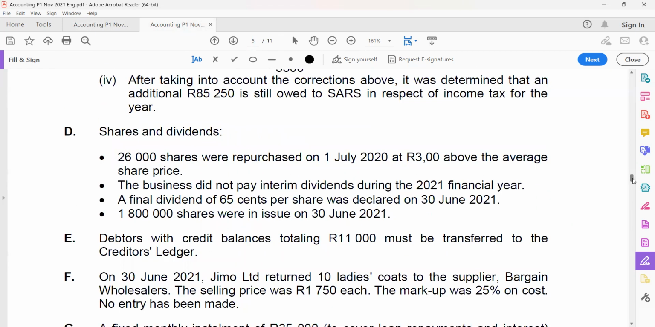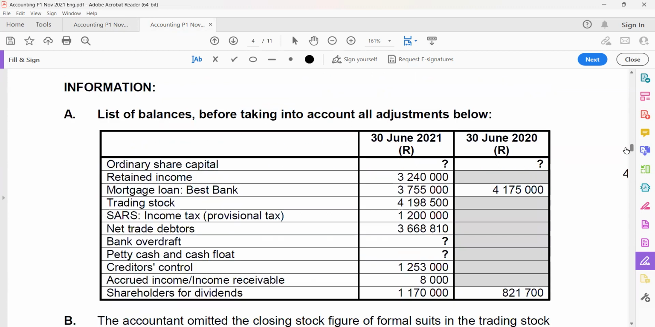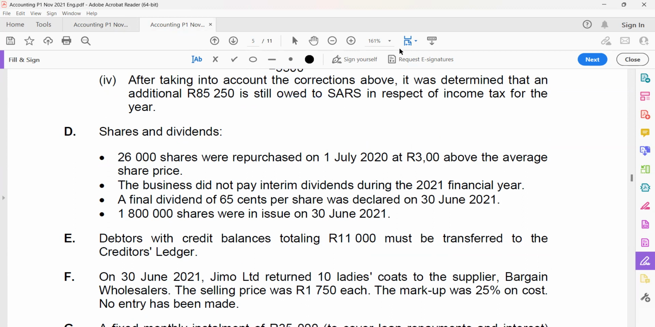Shares and dividends. Okay, so we did the share repurchase. We took off the part above the average share price from retained earnings. The other portion, that's 3 Rand, must come off from ordinary share capital. Now, if you go back, you'll see we didn't have an ordinary share capital amount. So we're going to park that. And what you can do is just highlight it or tick it to note that you come back.